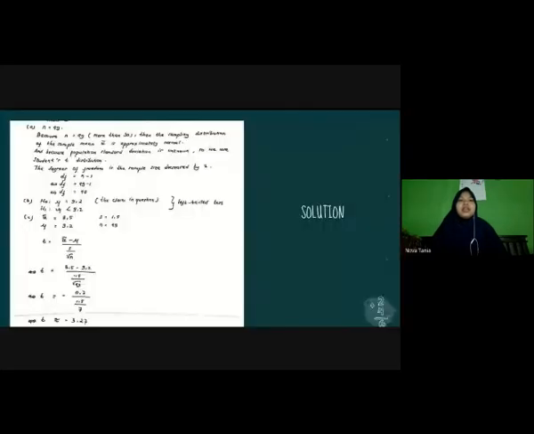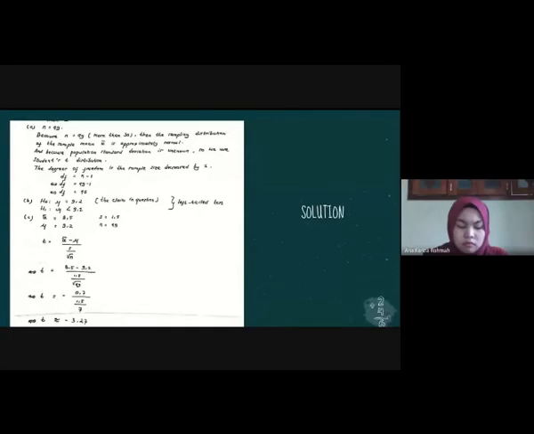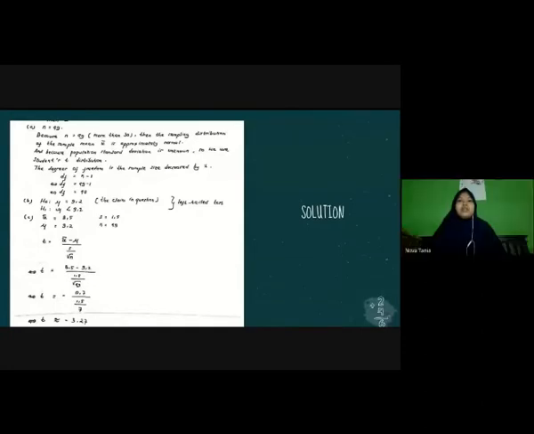And then for B, state the hypothesis. By the question, we know that the null hypothesis is mu is equal to 9.2, and the alternate hypothesis is mu less than 9.2, and we know that this is a left-tailed test.